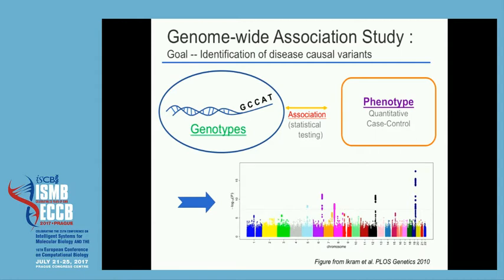A genome-wide association study has the goal of identifying disease causal variants. GWAS tests the association between genotypes and a phenotype, which can be either quantitative or case-control status. We measure the amount of the association in terms of p-value. The familiar figure at the bottom of the slide is the Manhattan plot, of which the x-axis represents the physical position of genetic variants, whereas the y-axis represents the p-value.